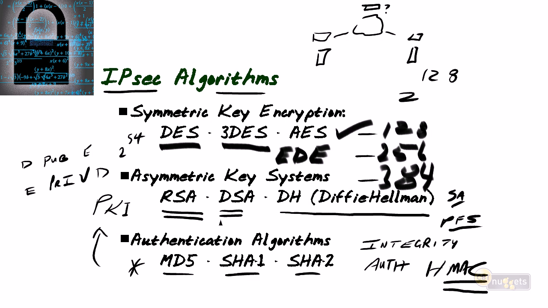So all these algorithms work together, and these are the important ones to know about: DES, triple DES, AES, RSA, DSA, Diffie-Hellman, MD5, SHA-1, and SHA-2. Might want to do a little bit of homework on your own. Let's talk more about the major protocol that we use in IPsec to get this done, and that's IKE, Internet Key Exchange, and the two phases, IKE Phase 1 and IKE Phase 2.